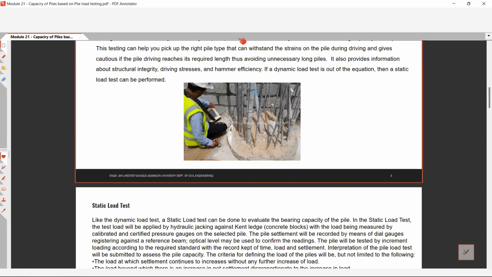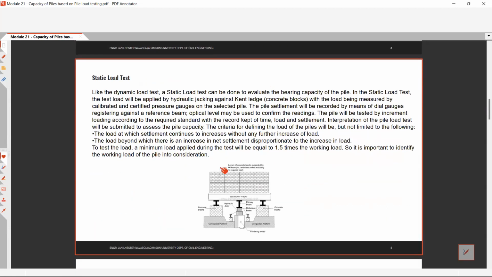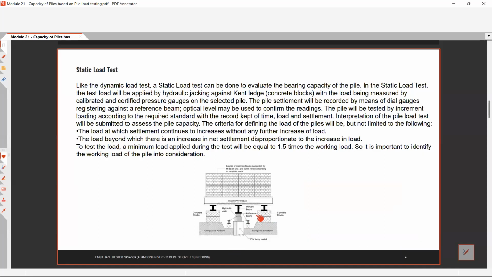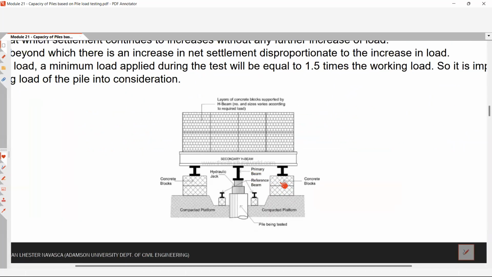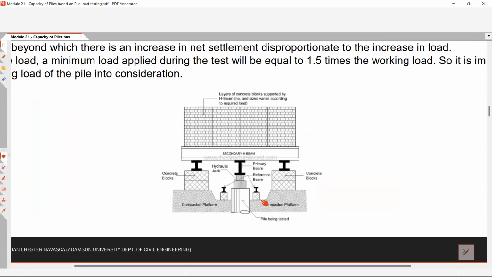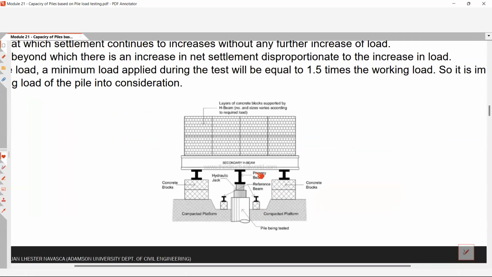For the static load test, ito yung setup. Meron siyang secondary beam. Maglalagay kayo ng concrete blocks. So you can watch yung sa video, meron yung example doon. Ito yung style nito. So maglalagay sila ng layers of concrete blocks na ilalagay dun sa secondary beam.